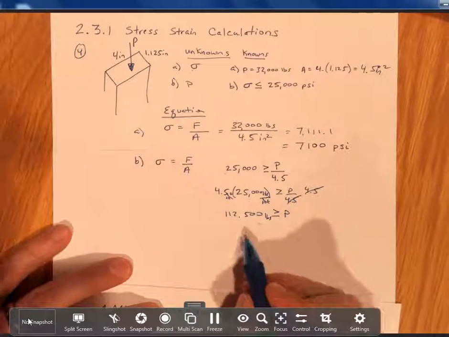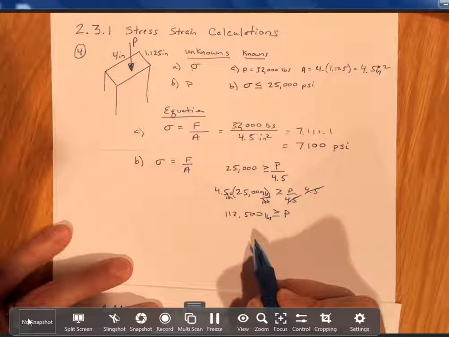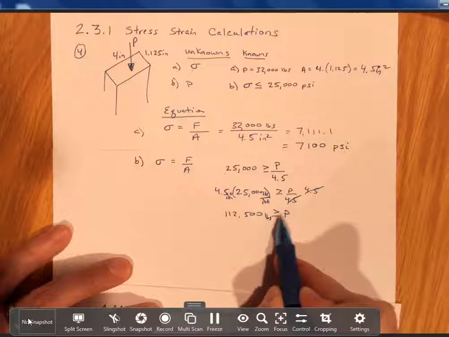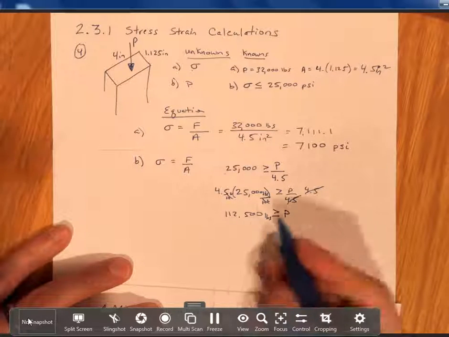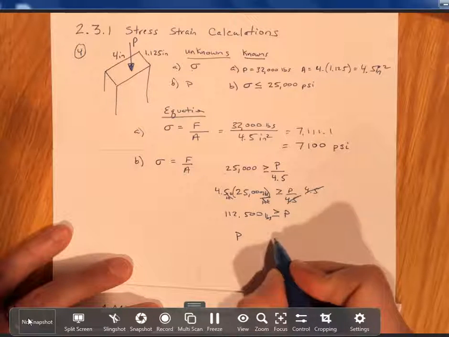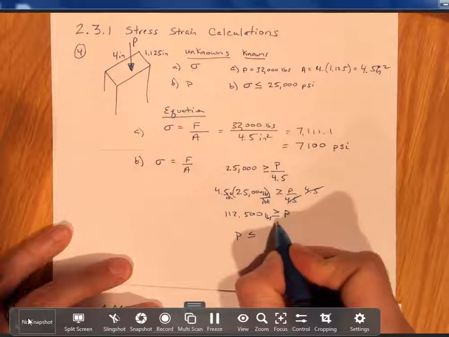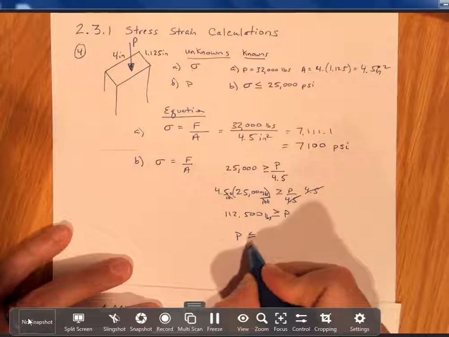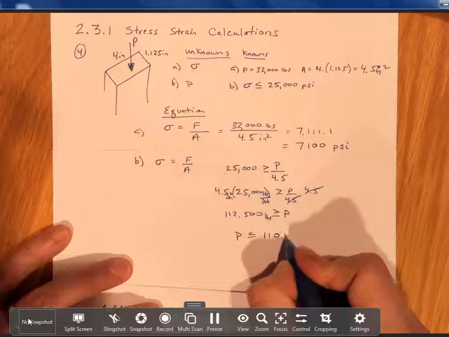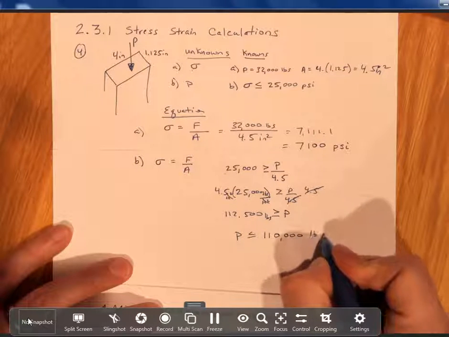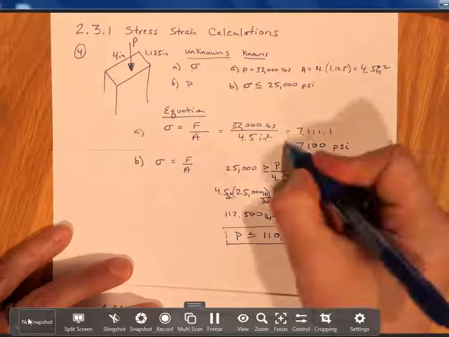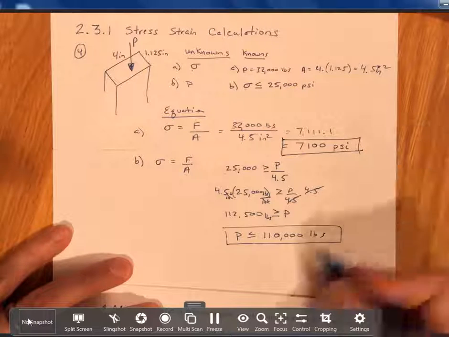They asked for a precision to the nearest 10,000. And so really I kind of want to just go down. I want this to be under that. So let's just walk it right back down. And I'm going to flip this around. I know we like to read with the variable on the left, kind of reading left to right. So flip your inequality if I flip the order. So we're going to say that P is less than or equal to 110,000 pounds. Okay, there's part B. So we got A was 7,100 psi and B was that.